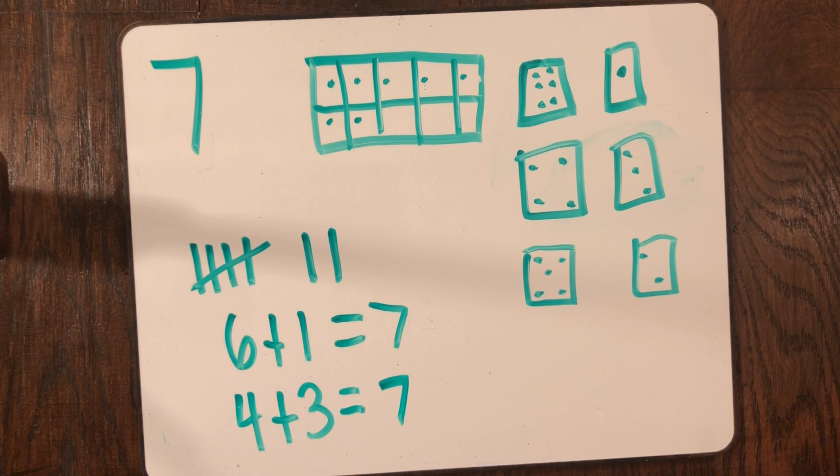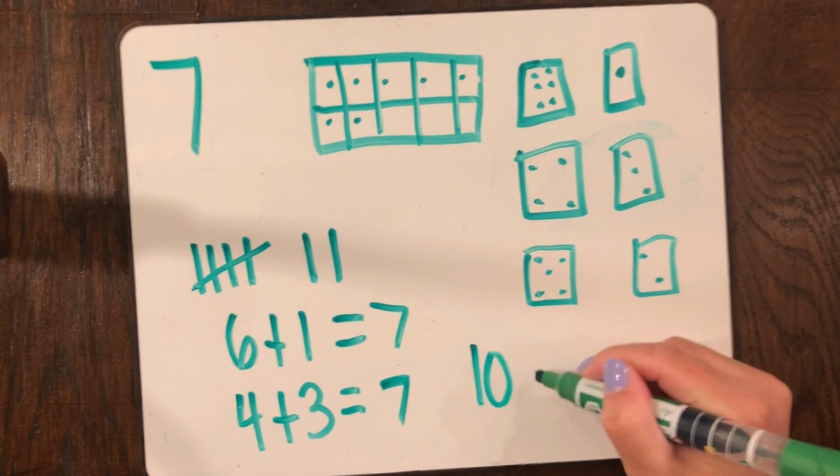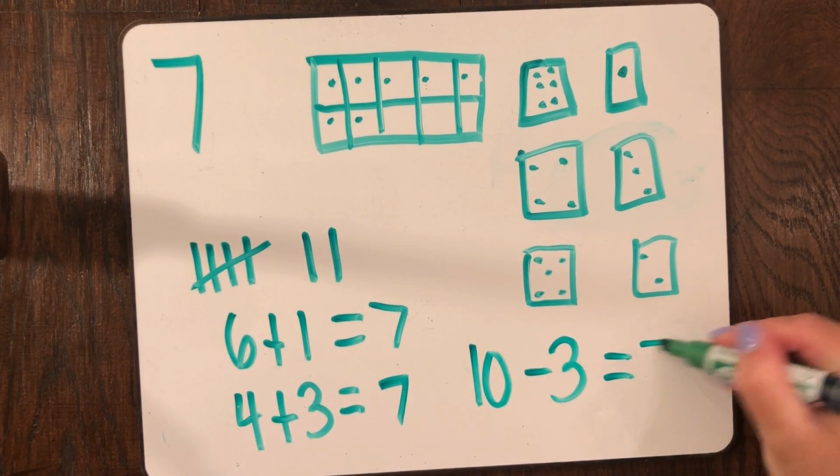What about a subtraction number sentence? Can anyone think of that? I'm thinking of one with my friends of 10. Good. 10 take away 3 is 7.